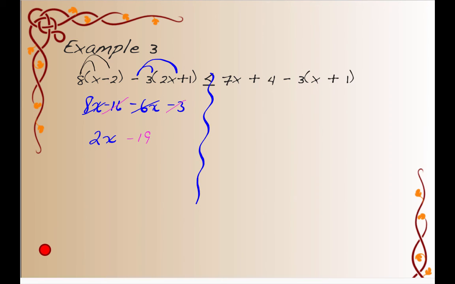All right, so now I'm going to keep moving along. Go to the other side. All right, 7x, nothing's happening to him. +4, nothing. Oh, got to distribute this -3. That's -3x minus 3. And the same thing, I'm going to stay over here. I'm going to clean this up. So 7x's take away 3x's are 4x's. And then 4 minus 3 gives me a +1.